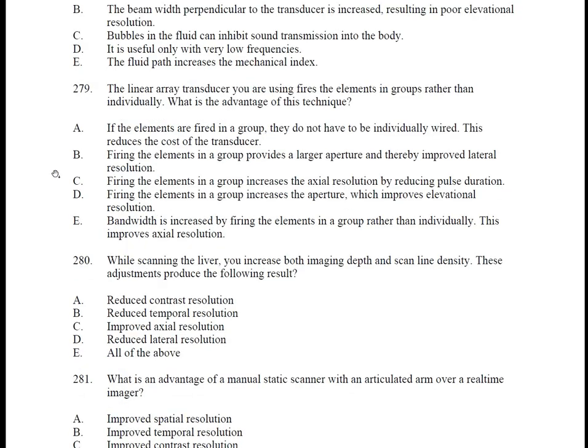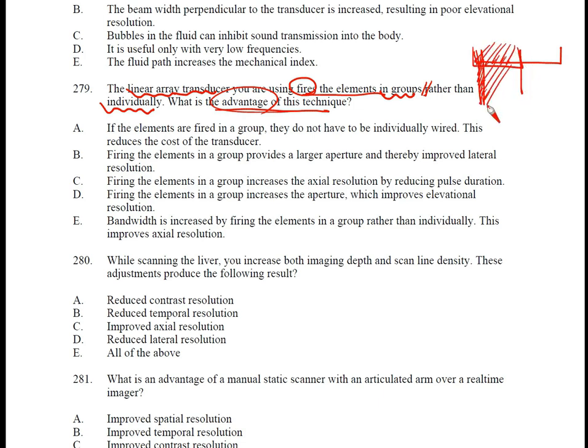Next, let's move on and look at question number 279. This question requires a bit of interpretation. This question asks what advantages there are to operating the elements in groups when using a linear transducer compared to operating them individually or separately. You can think of this as a question asking about the advantages of using only a specific part in the linear method versus using a certain group to cover a slightly wider range. The correct answer is to choose option B. When operating as an element group, you achieve a wider aperture, which increases the lateral resolution.